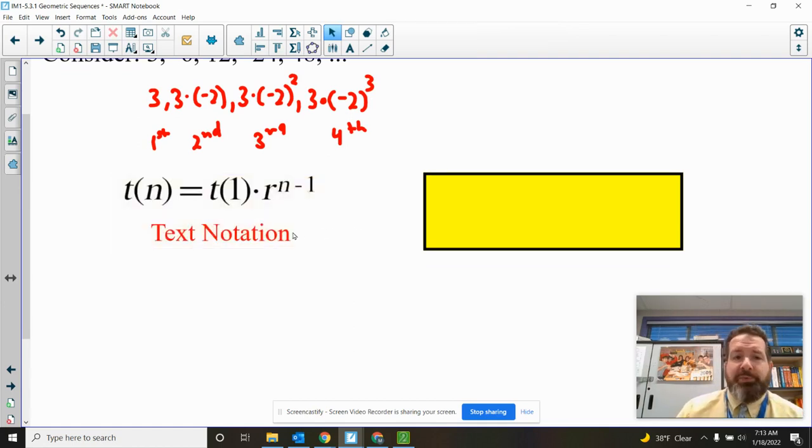So here's how your textbook would write it. The nth term is simply your first term times the common ratio to the n-1 power. Because when you multiply again and again, you get exponents. That's where they come in. So the third term is going to have a power of 2. The fourth term, 4 minus 1, is going to have a power of 3.